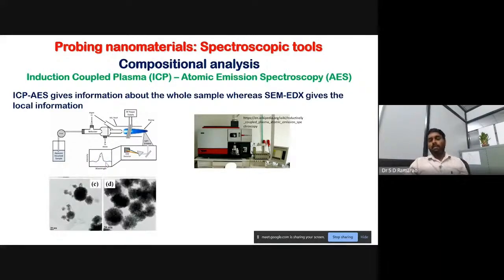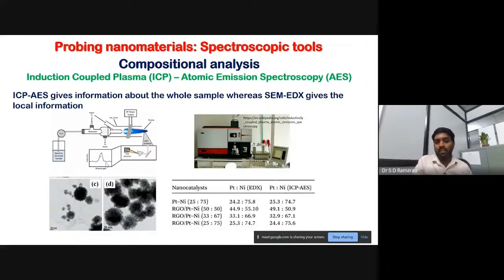Okay, and let me present one result. They prepared a composite like Pt-Ni, platinum and nickel nanocatalyst, and they put this on RGO, reduced graphene oxide, and they have done TEM, EDAX and ICP. Here the results are, you can see the Pt-Ni ratio they have determined with EDAX and ICP-AES. Okay, you see both are matching with the expected composition or ratio.